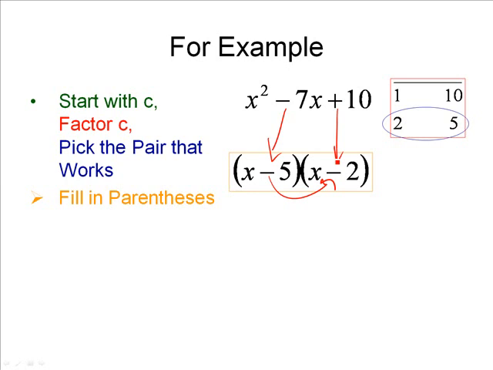When there's no a term, it is extremely easy. Start with the c, factor it, pick the factor pair that works, put them in your parentheses. Boom. That's it.